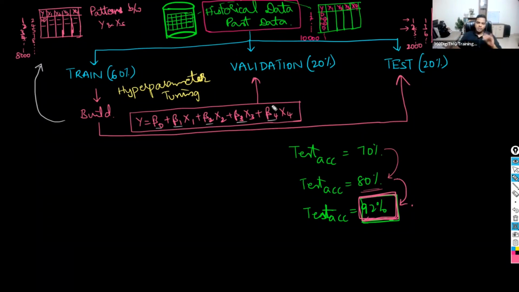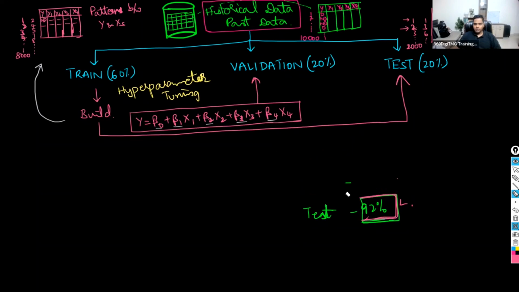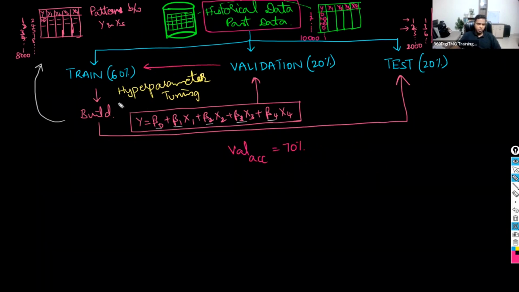You don't test on the test data, you test on the validation data set. Once you test it there, say you got a validation accuracy of 70%. So what do you do? You go back with this information, tweak your hyperparameters, build your model again, and then test your model on the validation data. Maybe this time you get an accuracy of 92%. So probably you're happy with this accuracy.